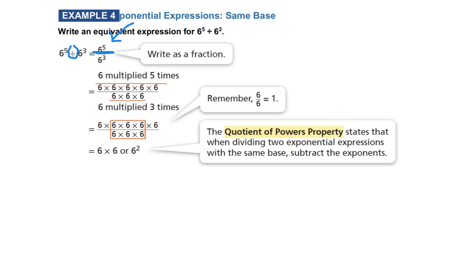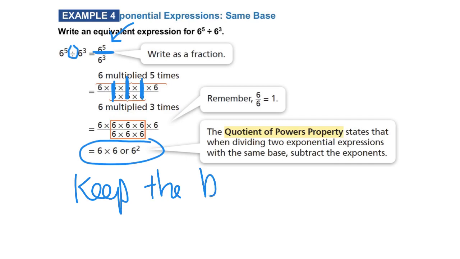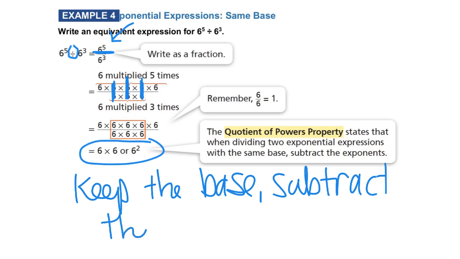And I just want to remind you that if you have the same thing on the top and the bottom, they cancel. 6 on top, 6 on the bottom, cancel. And that leaves 2 sixes as your numerator, or 6 to the 2nd power. Our rule says we are going to keep the base and subtract the exponents.